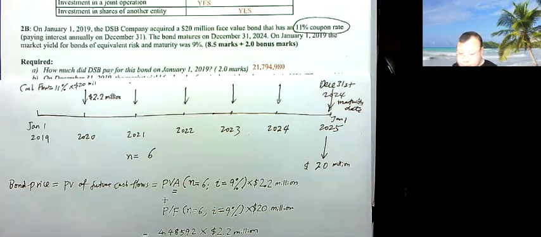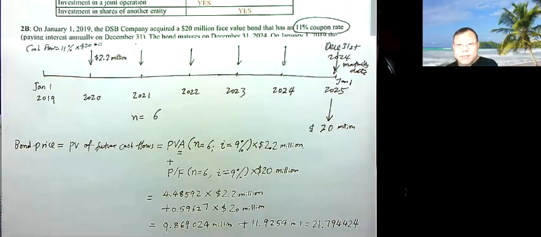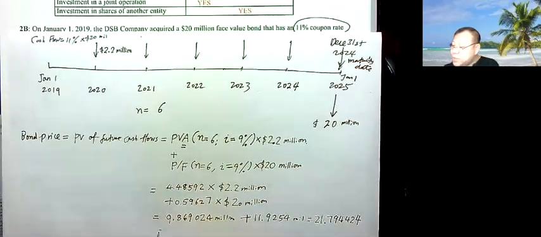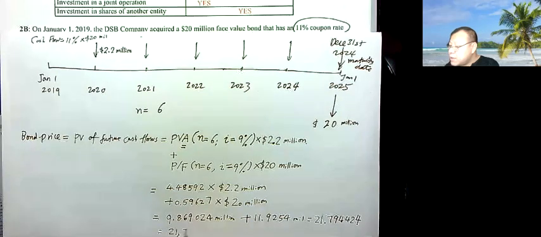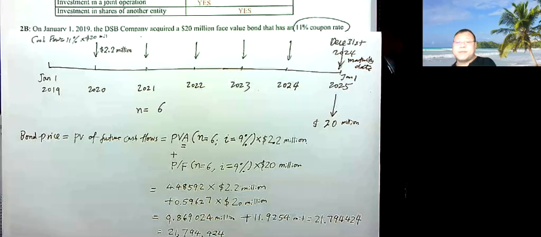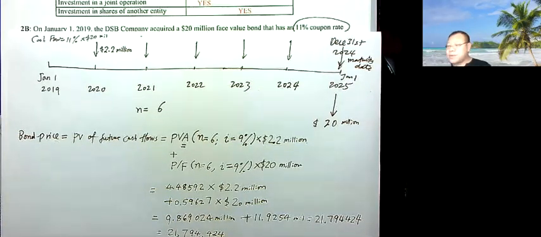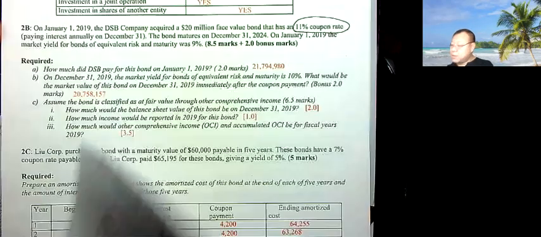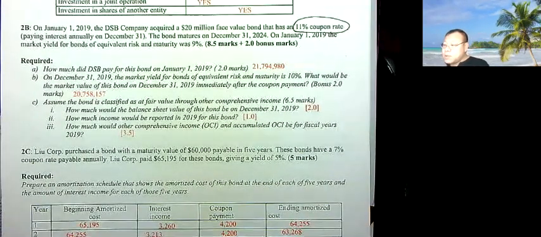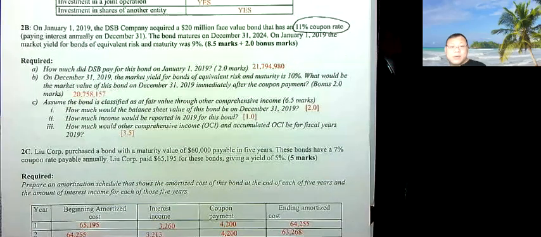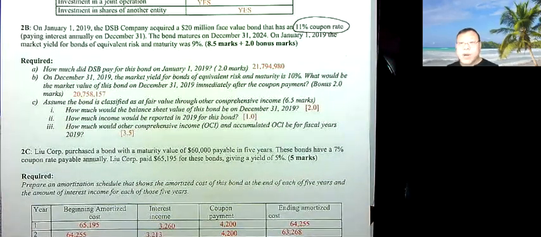So if you write it out, 21 million 794,424. I hope this makes sense. That's how we calculate the present value, the bond price. So now this answers the first question, A.